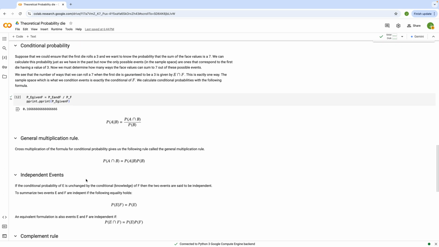Another thing that we should think about is suppose that we're ensured that the first die rolls a 3.